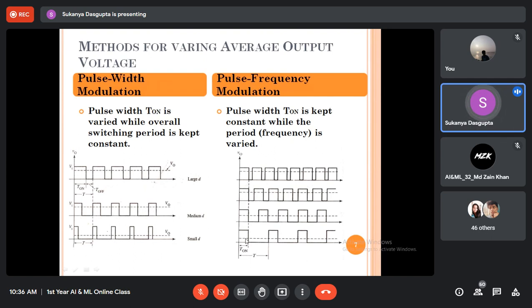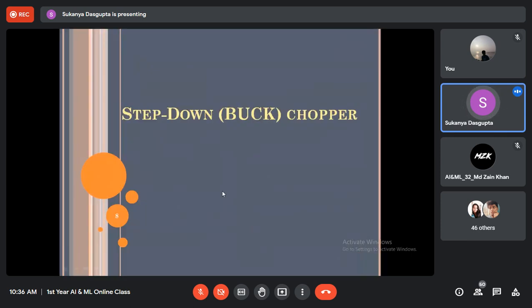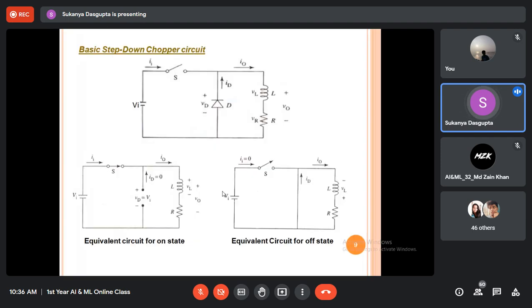Look at these graphs, the on time periods are the same. We are changing only the frequency or the time period. So either by varying the on time period or by varying the time period or frequency, in other words, we can vary the duty ratio, and by varying the duty ratio, we'll be able to vary the DC output voltage. So there are many types of DC-DC converter circuits, but two major types are the buck chopper and the boost chopper. So let us start with the step down chopper circuit or buck converter circuit.